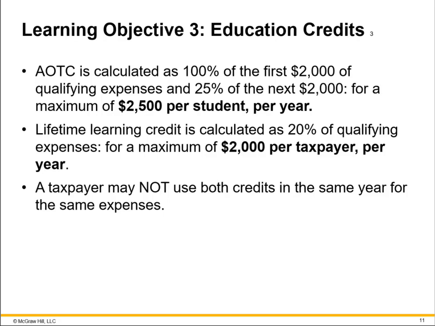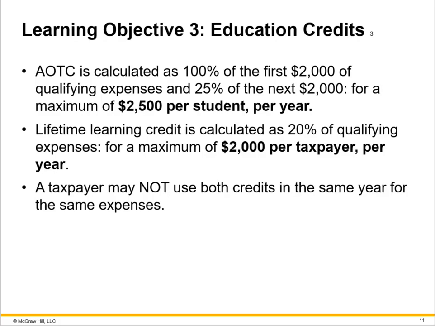The amount you pay is always reduced by any money that they get as a scholarship too, by the way. The Lifetime Learning Credit is 20% of qualifying expenses. So notice the difference. The AOTC is 100% and then 25%. 100% is a lot better than 20%. And it is a maximum per taxpayer. So all of my kids together is what the maximum applies to. So it's really $10,000 of qualifying expenses for a maximum of $2,000 for all of me.